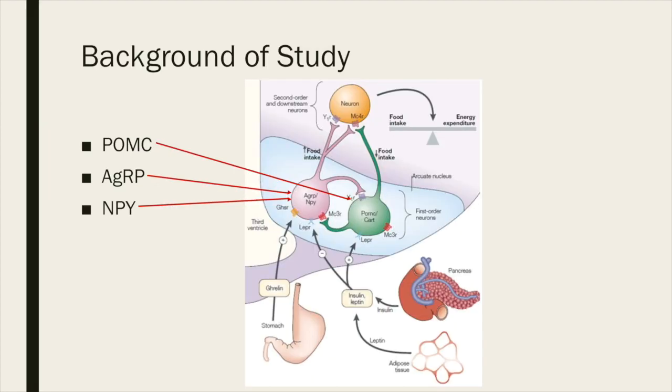So for the background of the study, there are a few neuropeptides that relate to hunger and satiety, and one of these is POMC, which is a precursor polypeptide with 241 amino acid residues. AGRP acts to increase appetite and is one of the most potent and longest lasting appetite stimulators, and NPY is a 36 amino acid neuropeptide that acts as a neurotransmitter and influences food intake. All of these are associated with appetite, and they are all neuropeptides.